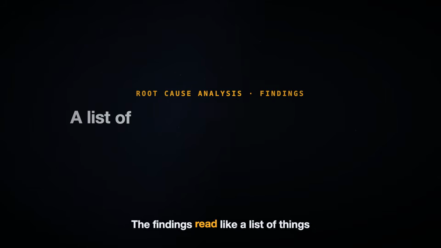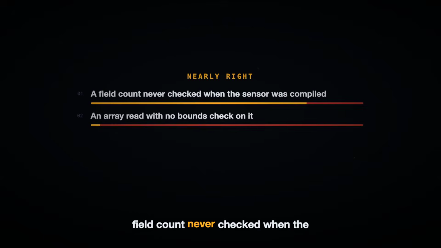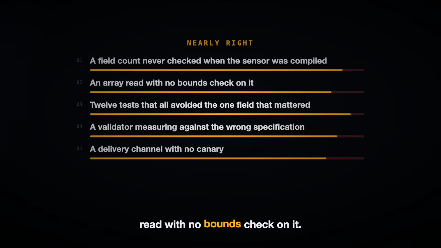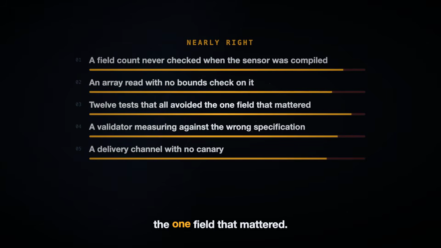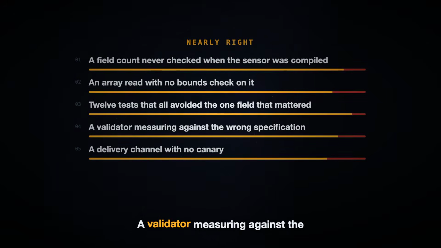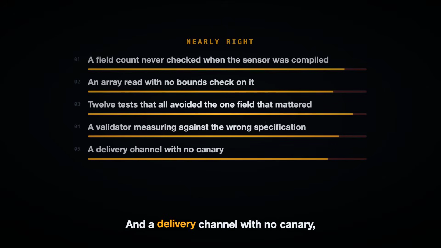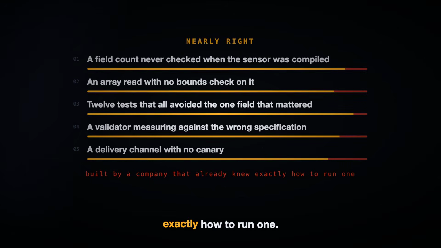The findings read like a list of things that were nearly right. A field count never checked when the sensor was compiled, an array read with no bounds check on it. 12 tests that all avoided the one field that mattered, a validator measuring against the wrong specification. And a delivery channel with no canary, built by a company that already knew exactly how to run one.